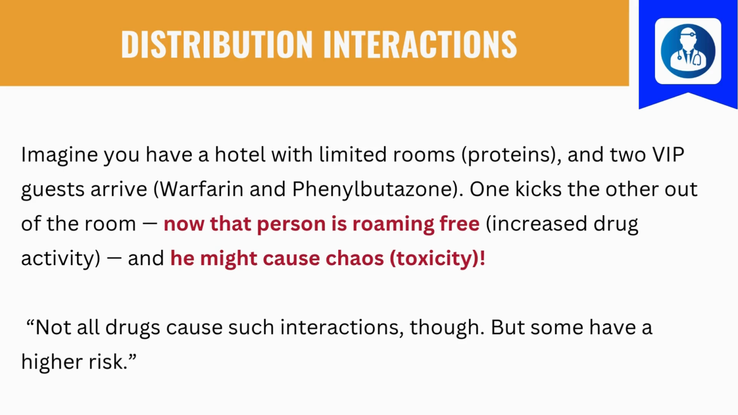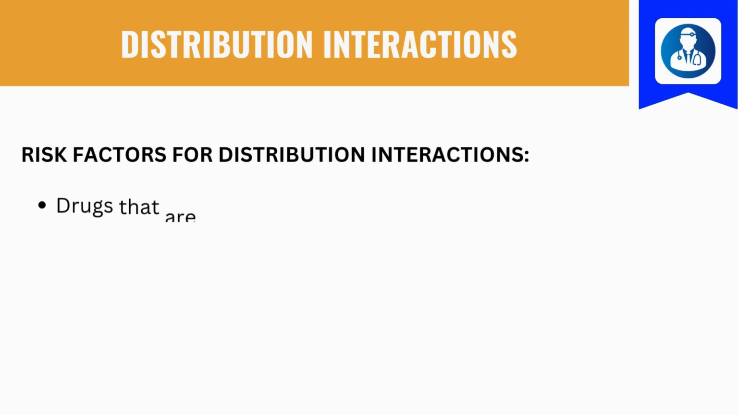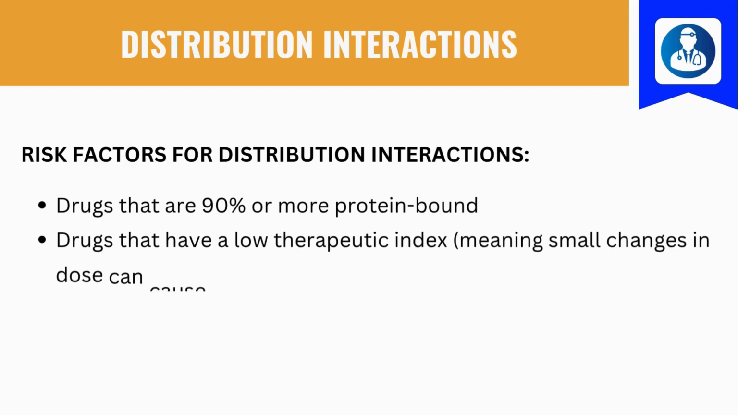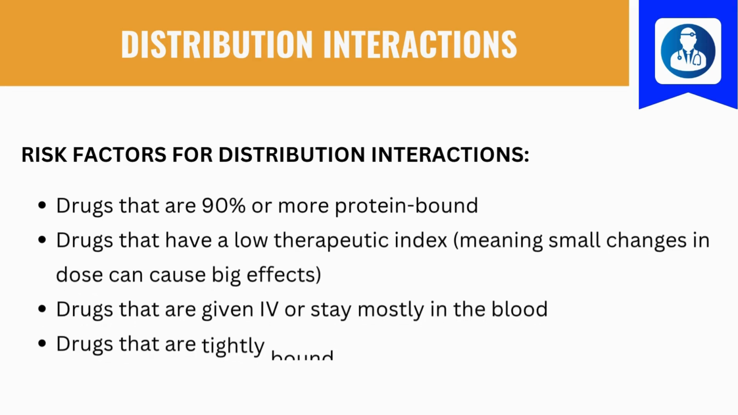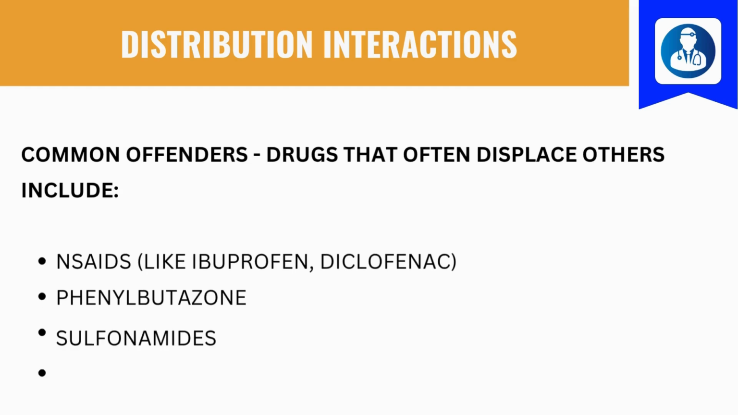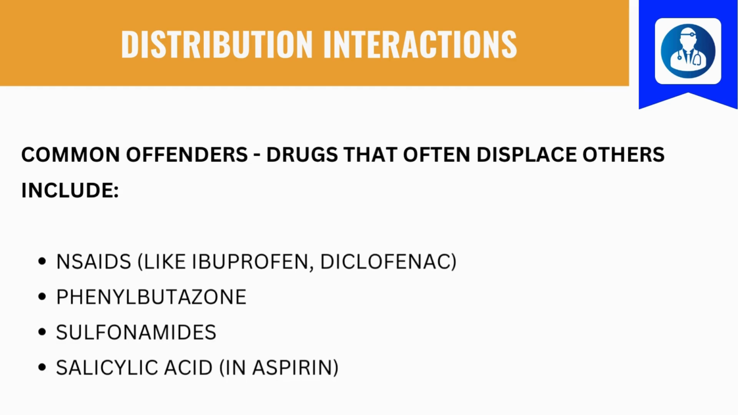Not all drugs cause such interactions, though, but some have a higher risk. Here are the risk factors for distribution interactions. Drugs that are 90% or more protein-bound. Drugs that have a low therapeutic index, meaning small changes in dose can cause big effects. Drugs that are given IV or stay mostly in the blood. Drugs that are tightly bound to tissues. Common offenders, drugs that often displace others, include NSAIDs like ibuprofen, diclofenac, phenylbutazone, sulfonamides, salicylic acid in aspirin.